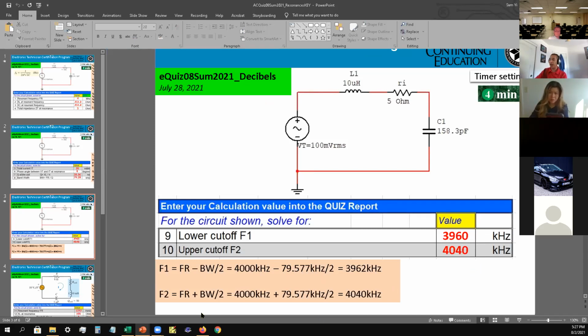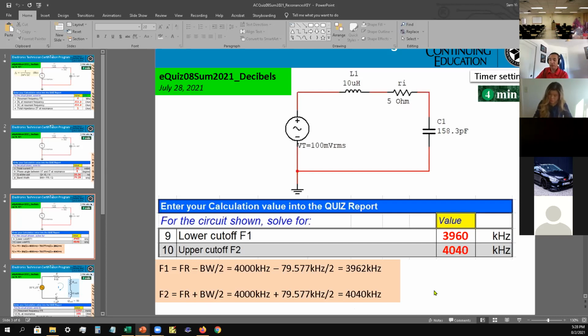Okay, and the upper cutoff is going to be the resonant frequency plus the bandwidth divided by 2. So that's going to be 4,000 kilohertz plus 79.58 divided by 2. That comes to 4,040 kilohertz for F2, the upper cutoff.